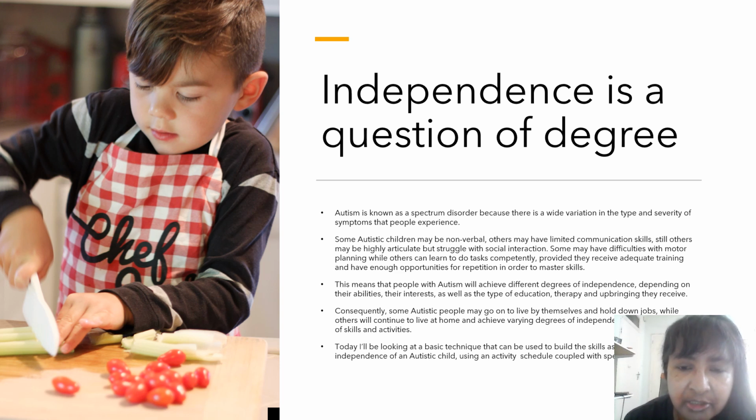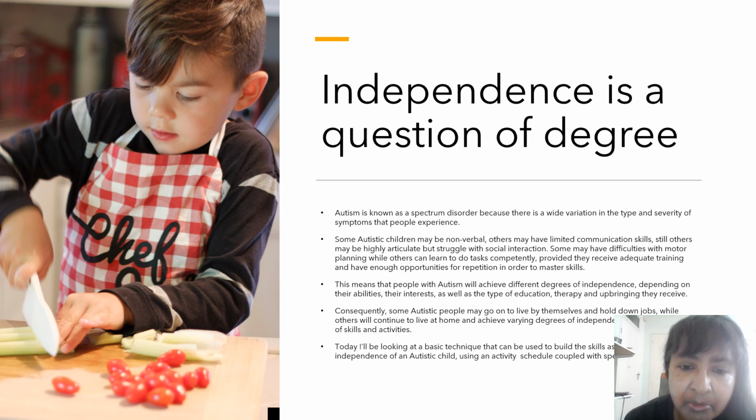Autism is known as a spectrum disorder because there is a wide variation in the type and severity of symptoms that people experience. Some autistic children may be nonverbal, while others may have limited communication skills, and then still others may be highly articulate but struggle with social interaction. Some children may have difficulties with motor planning, while others can learn to do tasks competently, provided that they receive adequate training and have enough opportunities for repetition in order to master skills.